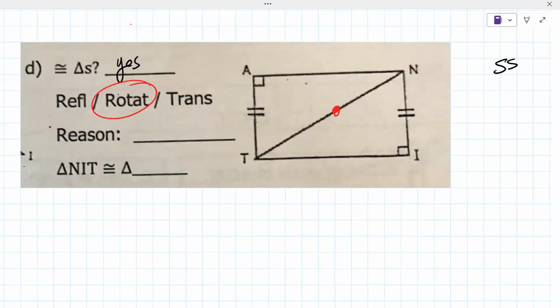So why are they congruent? I know you've probably got them on your page. Sometimes it's good to have them up here. And you can also rule some out. You can say, well, I know it's not that. I know it's not that.